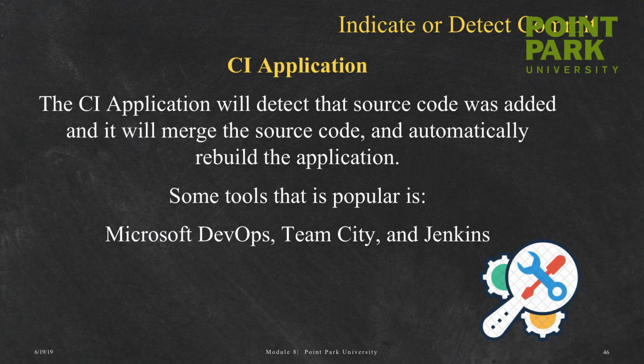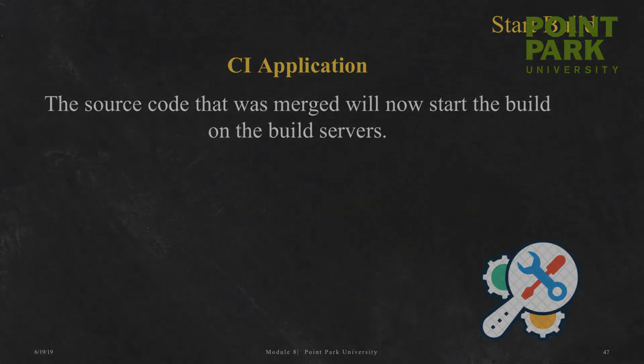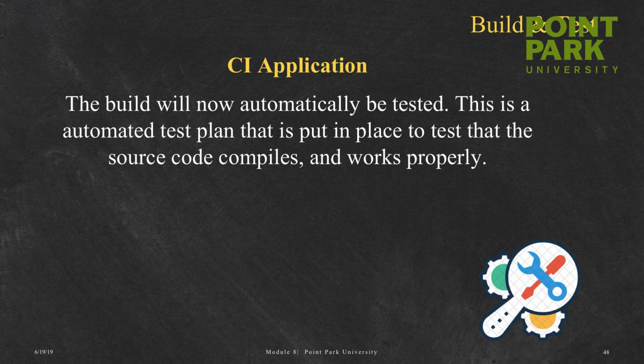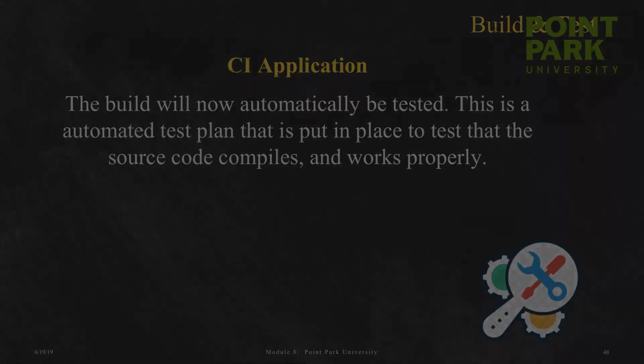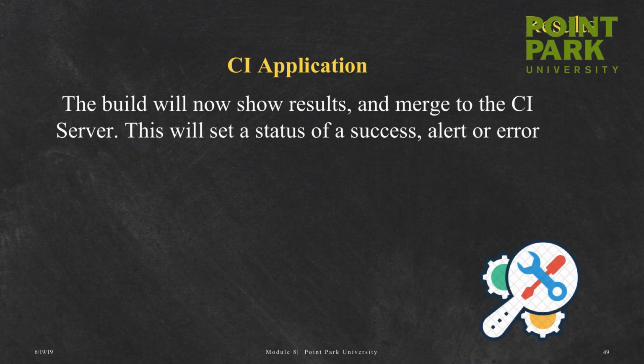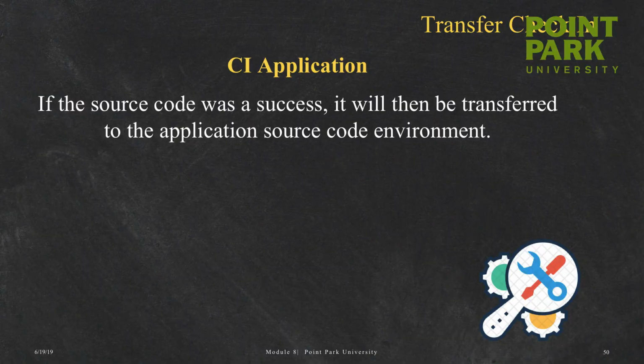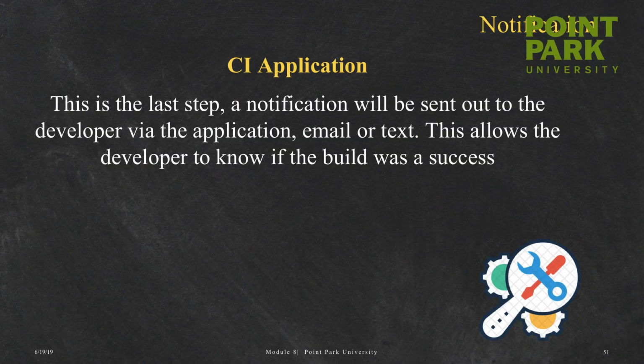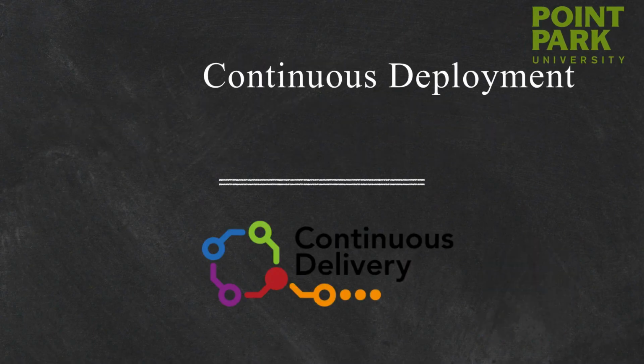The CI application will detect that source code has been added or merged and automatically build the application. These tools can consist of DevOps, TeamCity, Jenkins, etc. Those are different tools that you can use. A CI application is a way to build the application automatically, test it, and move it forward. This is just telling you more information about the CI application.